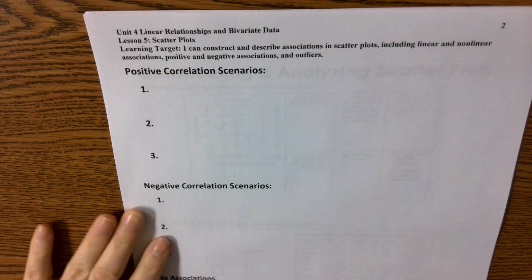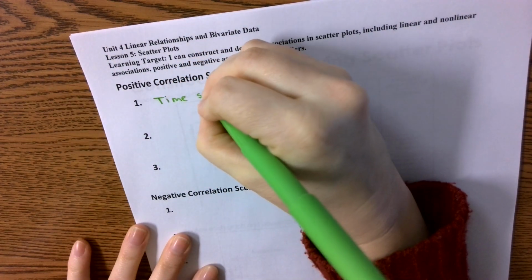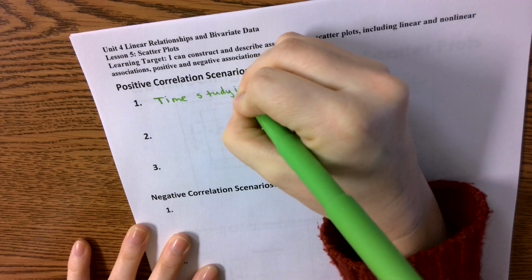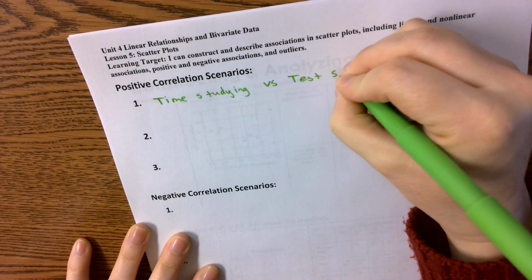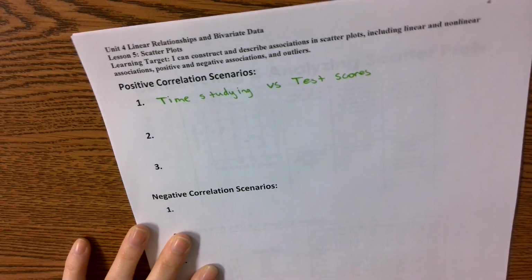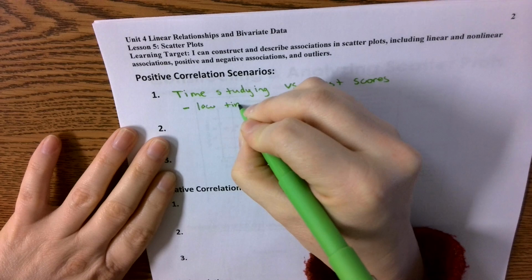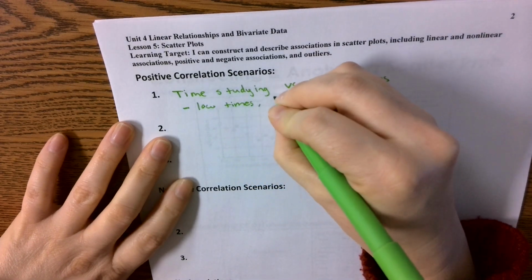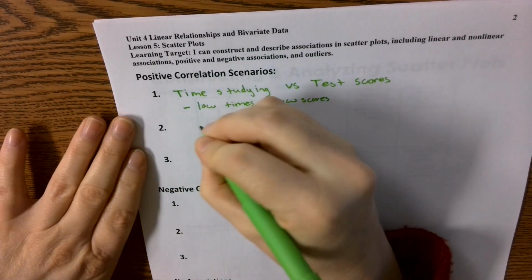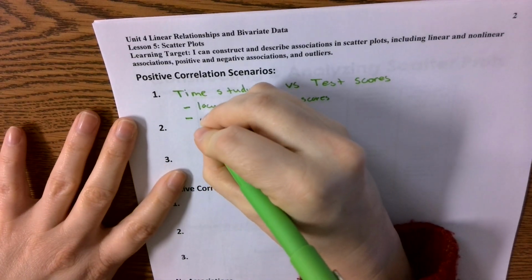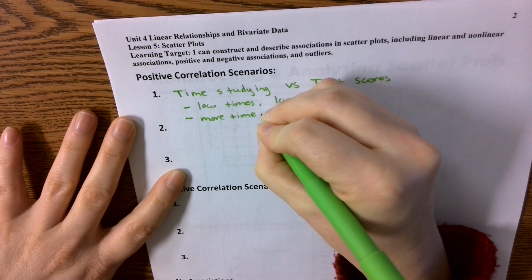So I already talked about the one where we say that, hey, if you spend time studying versus your test scores. Okay, we know that if we've got low times, that can tend to lead to low scores. So people who don't study very much might have lower scores. People who tend to have more time studying are going to have higher scores.